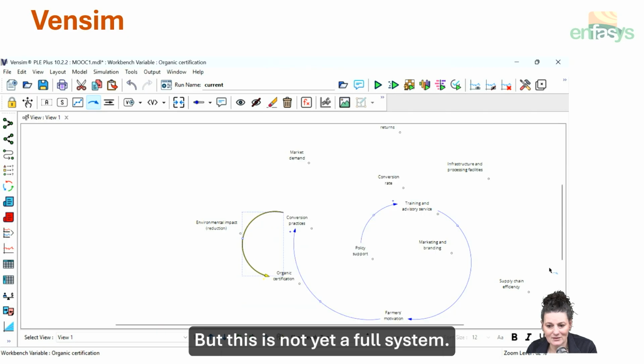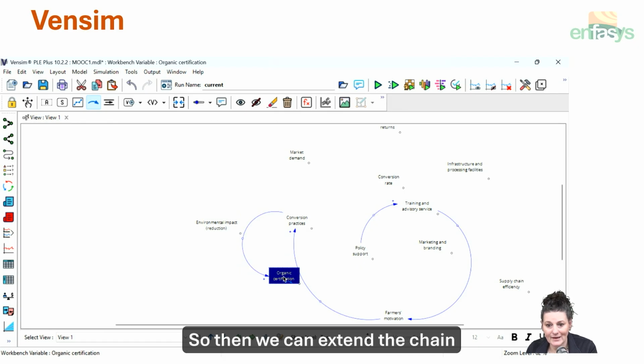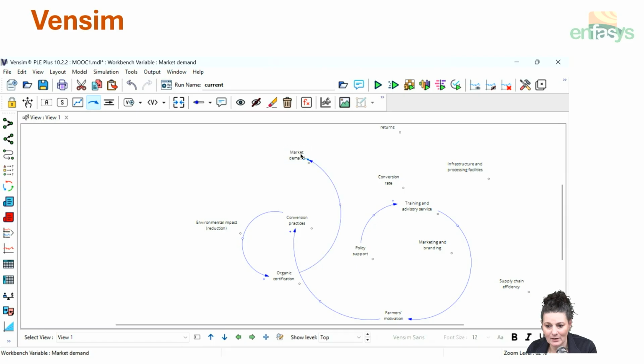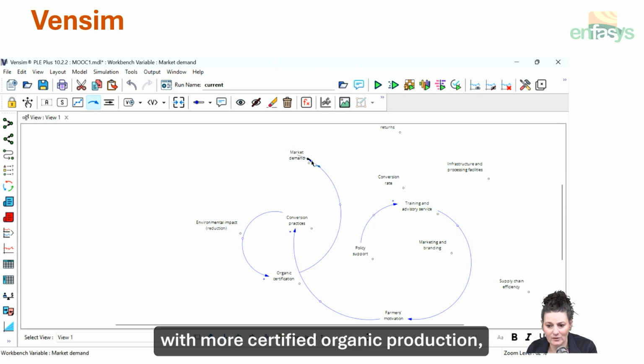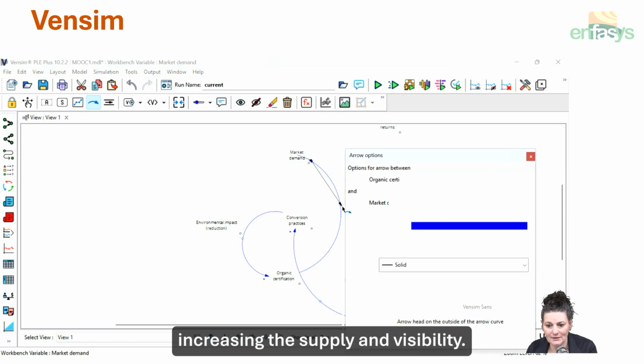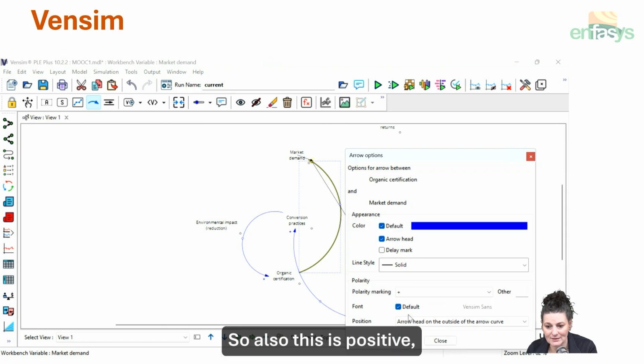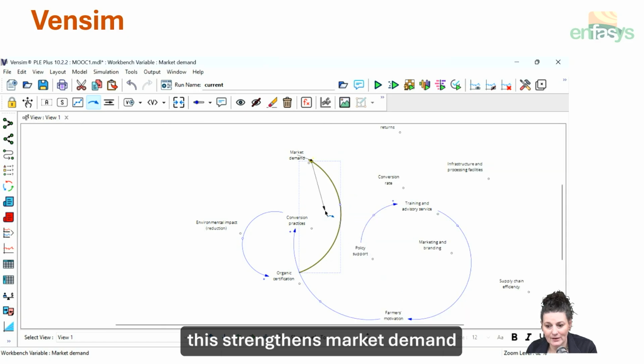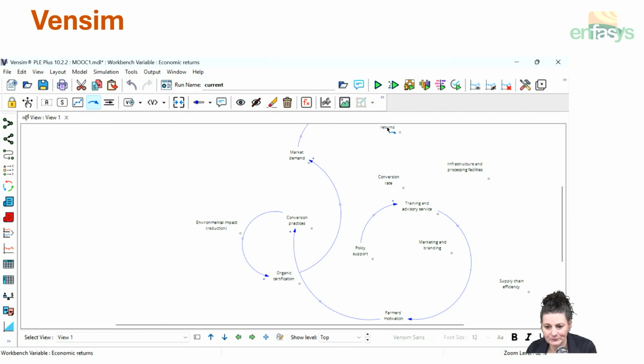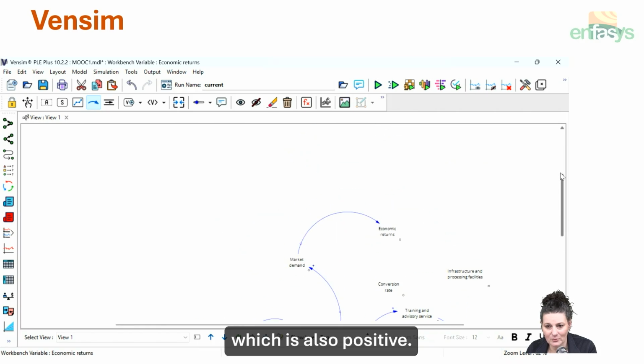But this is not yet a full system. It's just the start of our storyline. So then we can extend the chain with more certified organic production, increasing the supply and visibility. So this is also positive. This strengthens market demand for organic dairy, and higher demand improves economic returns, which is also positive.